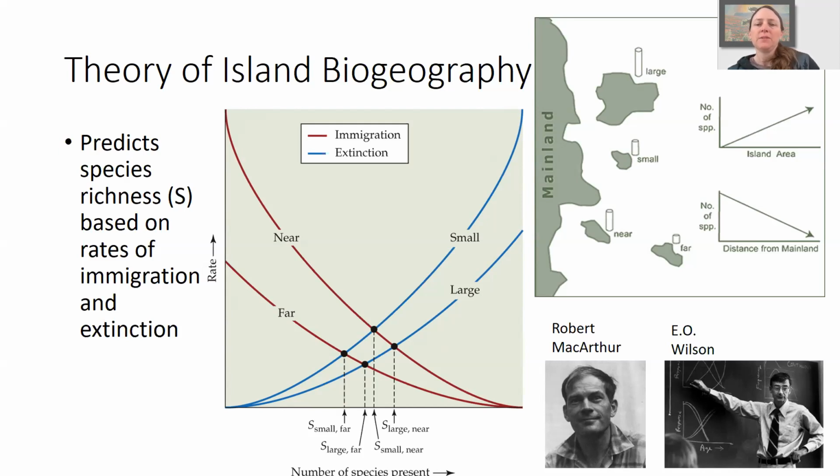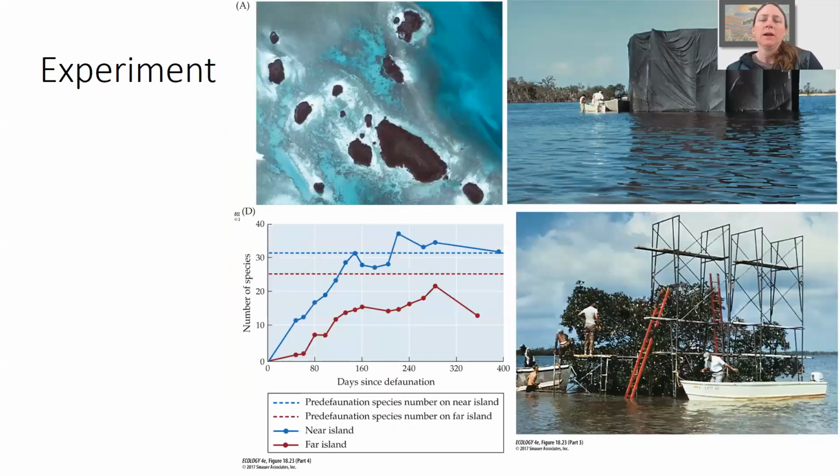So this is a model that talks about the number of species, this time on the x-axis. You can see the number of species on x. And y represents rates. And the two rates are immigration rate in red and the extinction rate in blue. And we can predict the number of species on a given island by modeling basically extinction rates and immigration rates. And this model was put forward by Robert MacArthur and E.O. Wilson in the 60s.